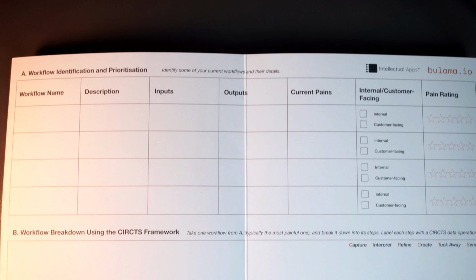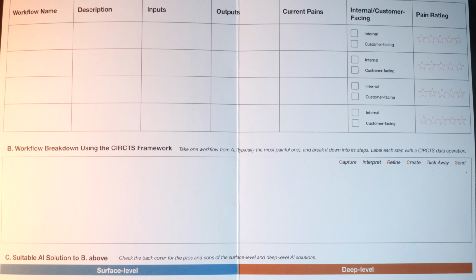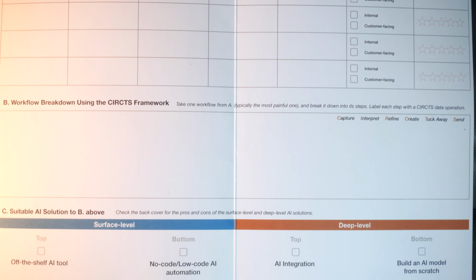Now in there, the first activity they need to do is to identify workflows. The second one is to break down the workflow with the highest pain. And the third is to try and map AI solutions to the problems they've identified in their most painful workflow.